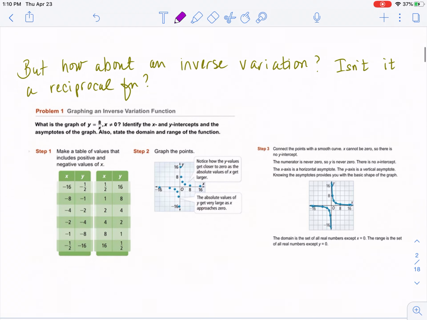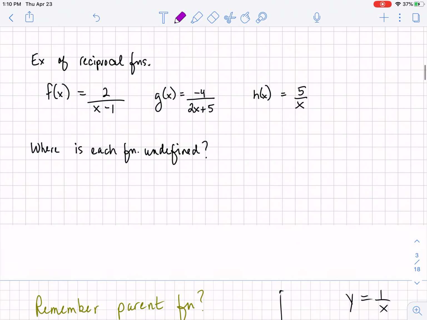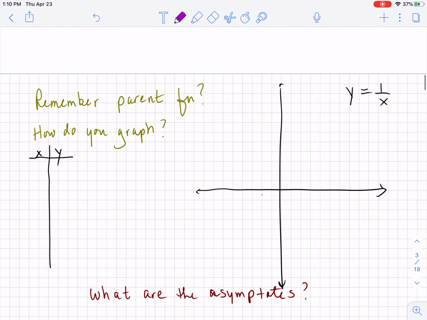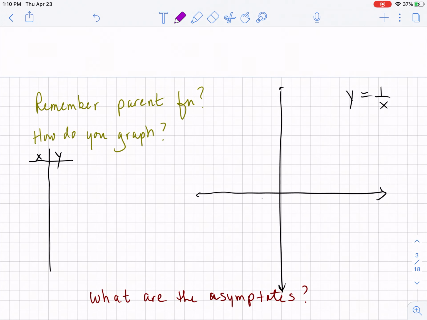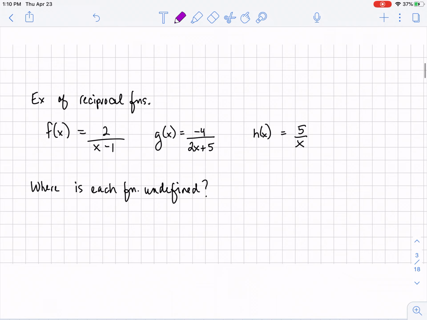So maybe the best thing to do is to run through all this right here. Maybe the best thing would be to do the graph of the parent function. But actually, before that, let's talk about this really fast. I want to see where these reciprocal functions are undefined. Well, think about it. You can't have a 0 in the denominator.